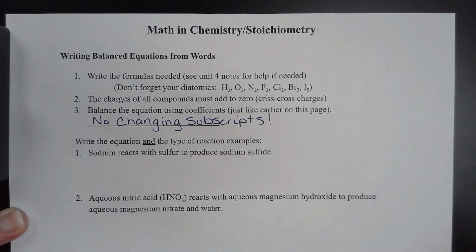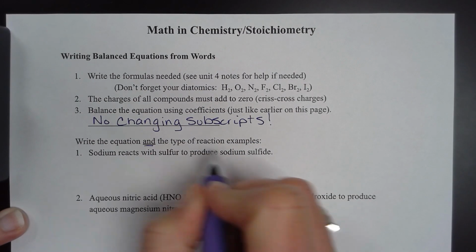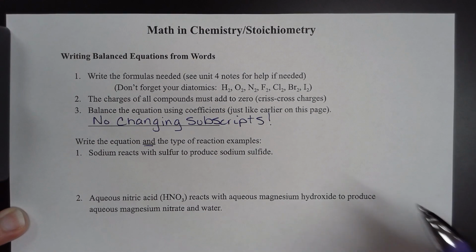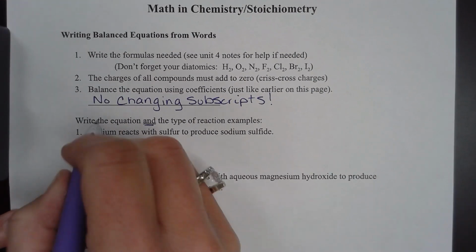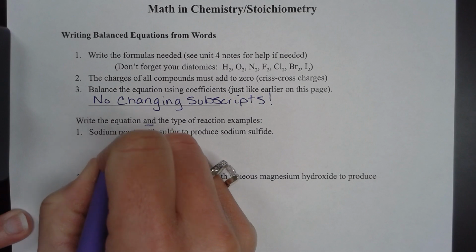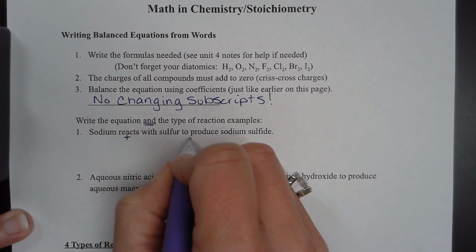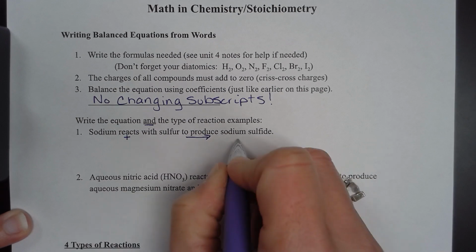Now we're going to write the equation and the type of reaction examples. So our types are at the bottom. We're going to get to that in a little bit. It says sodium reacts. Reacts tells us that it's a positive sign, okay? With sulfur to produce, there's my arrow, sodium sulfide.